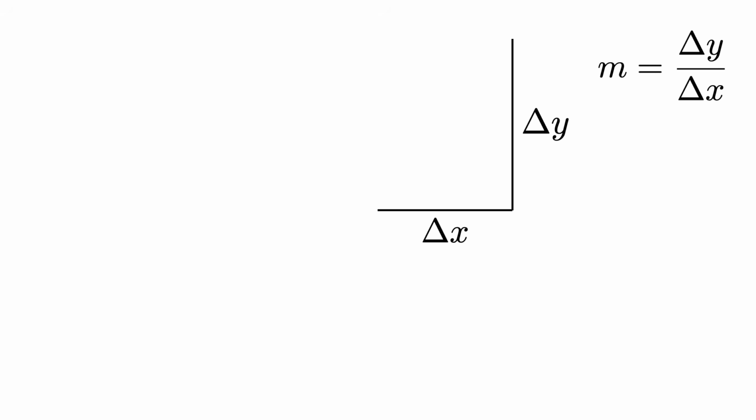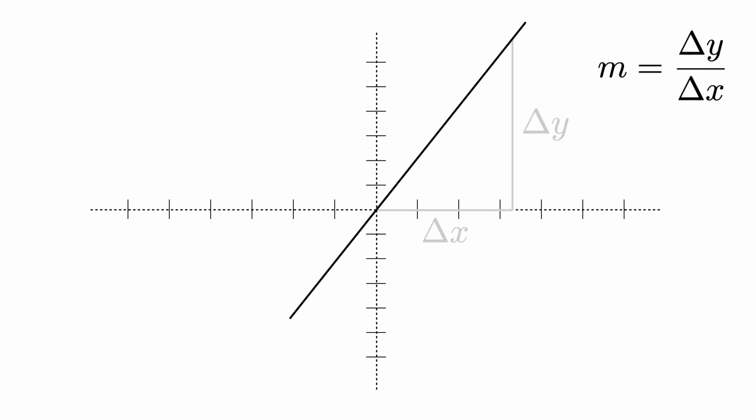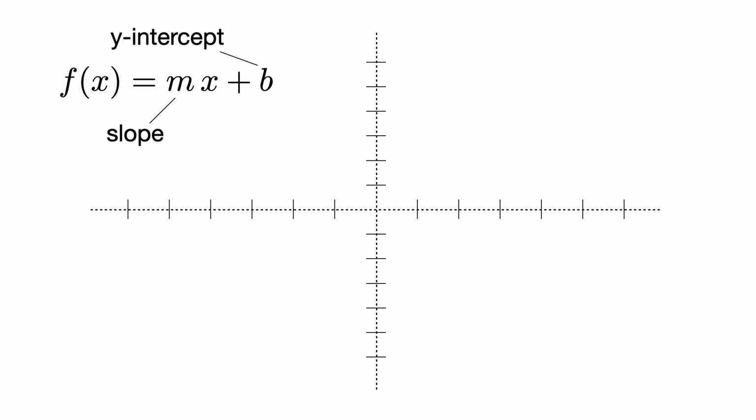We can impose these lines on a coordinate system, and now we can measure delta y and delta x, and m becomes a number. We could connect the endpoints of these line segments, and we get a new line. And now the function of that line involves the slope, so f of x is equal to mx plus b. Here, m is the slope, and b is what's called the y-intercept. It's where the line intersects the y-axis.